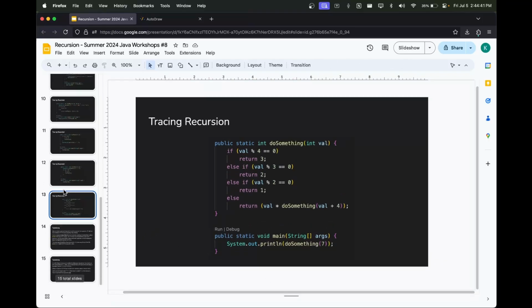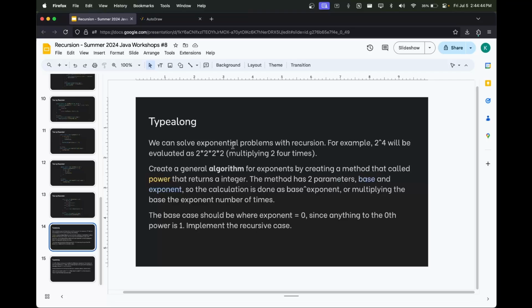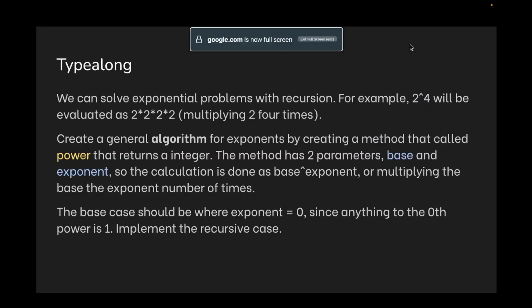Alright, so now we have our type along. This might be a little complicated, but we'll see how it goes. So let's say we want to write something that solves exponential problems. Exponentials are when you have something like this. So 2 to the 4th, that's how you say an exponential. 2 to the power of 4, you could also say. It's going to be 2 times 2 times 2 times 2. So you multiply 2 4 times.